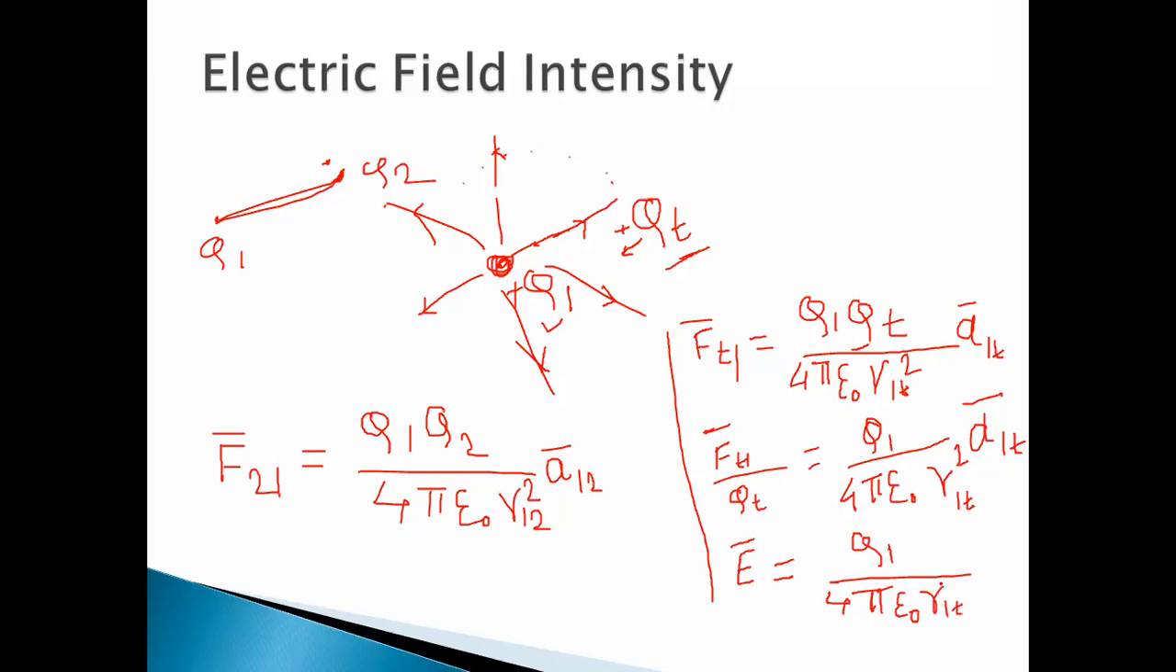into unit vector A bar 1T. So this is your formula for the electric field intensity. But when we are considering this as charge Q1 and QT, in general, how can we write this, we'll see. So everyone just note this so that I'll tell you the general formula.